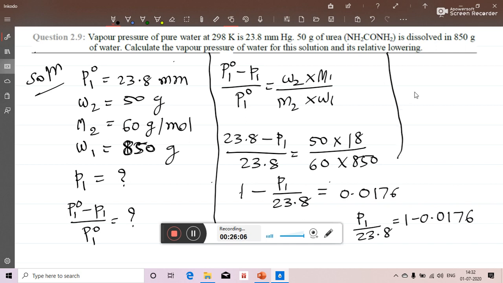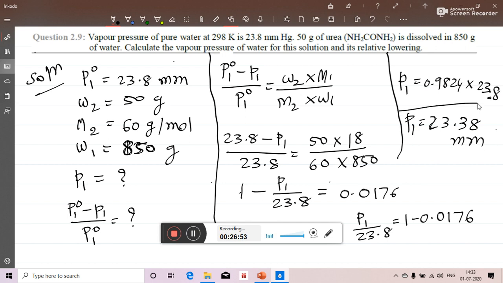So P1 equal to, now what is the subtraction of 1 minus 0.0176? So that is 0.9824. So 0.9824 and 23.8 will go in multiplication. So our final answer of P1 will be 23.38. So final answer of P1 is 23.38 millimeter of mercury.